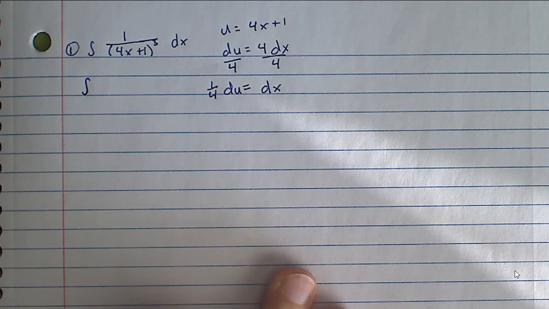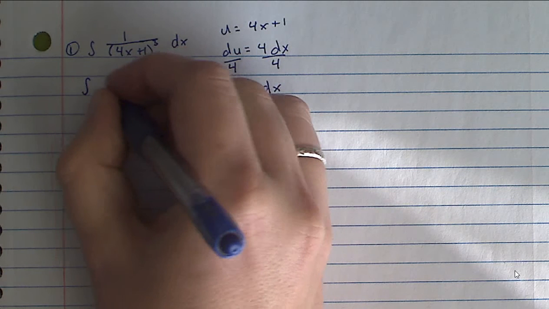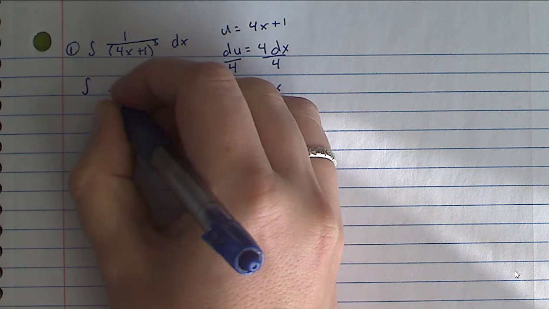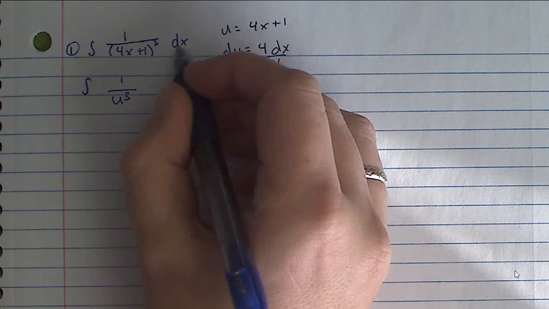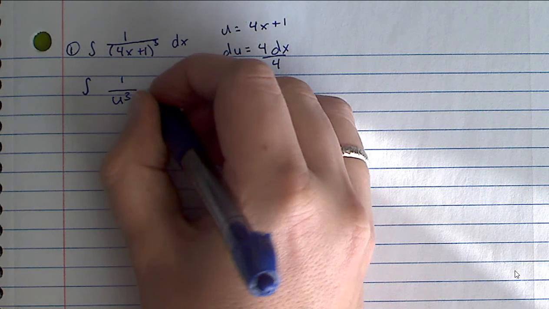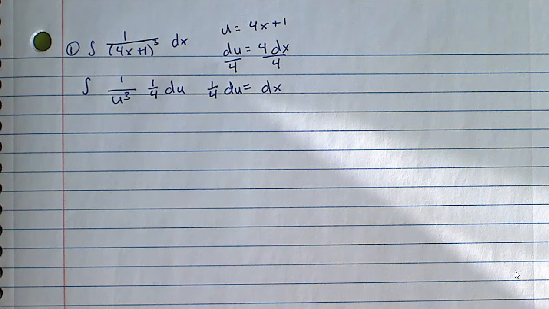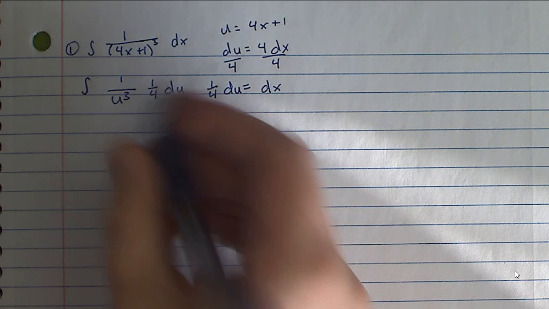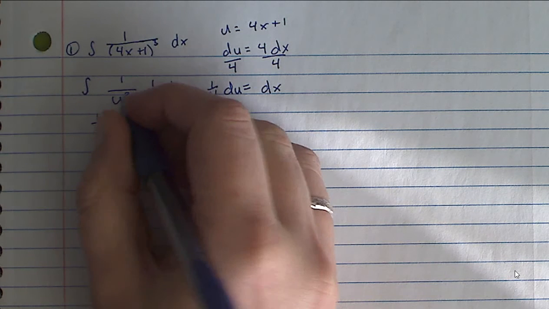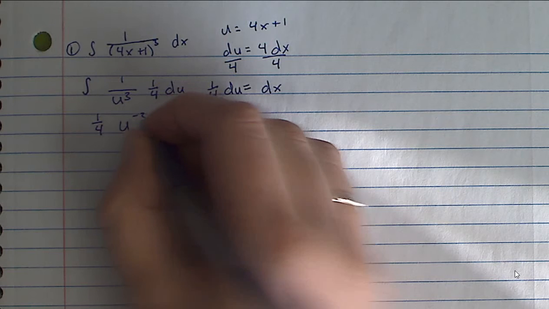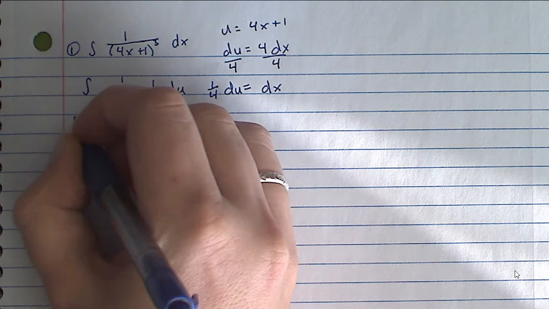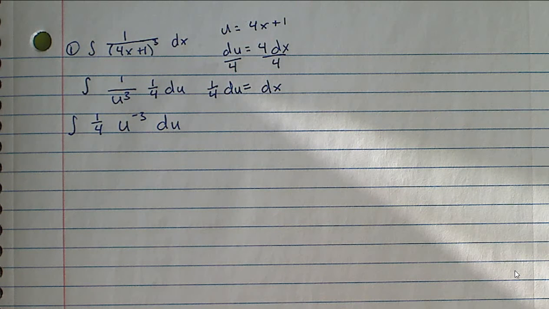So now we're going to do our integral. Shh, quiet. So this is 1 over u to the third, and then in place of dx, I'm going to write 1/4 du, because dx is equal to 1/4 du. So I can move the 1/4 in front. I can change 1 over u to the third to be u to the negative third. I can put du back here, integral in front. And now I can do the antiderivative.